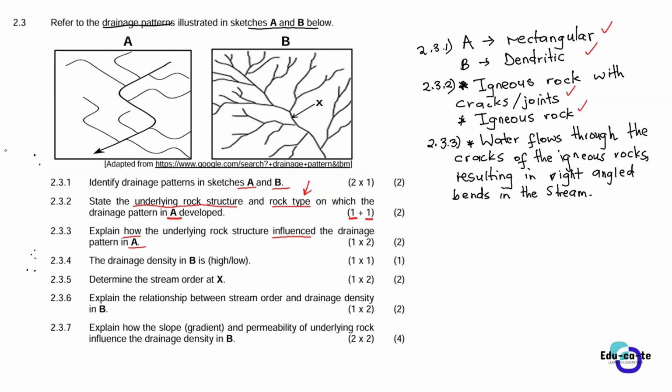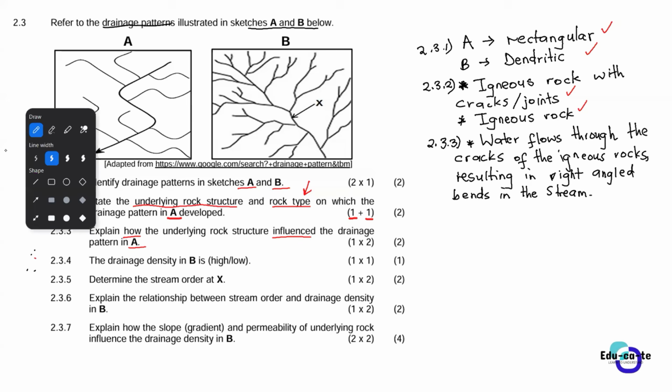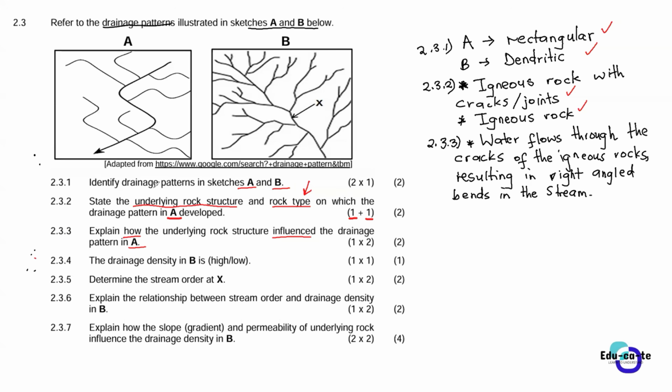And for you to get 2 marks, you give the cause and effect. That's what I explained to you guys when we were still doing climatology. For you to get 2 marks in geography for 1 point, you give the what? The cause and the effect. The water is flowing through the cracks of the igneous rocks. This is the cause. What is the effect, or what is the result? This results in right-angled bends in the stream. That is the result. That's how you get 2 marks for only 1 point. The cause and effect, guys, is very important. Please learn how to answer in that way.